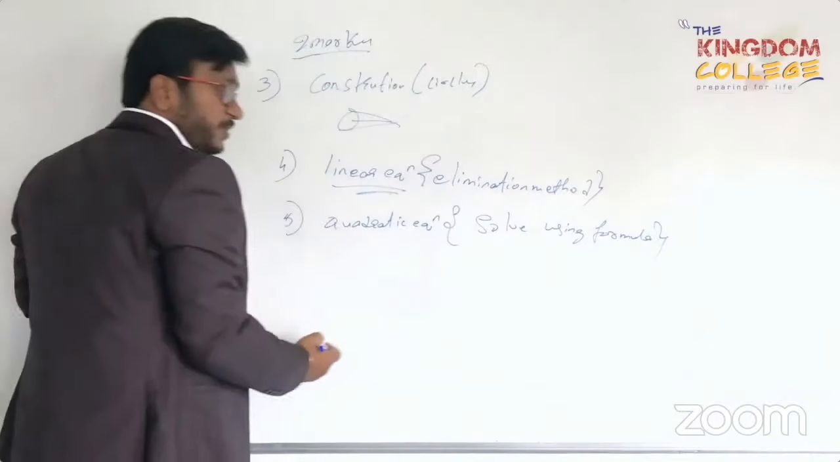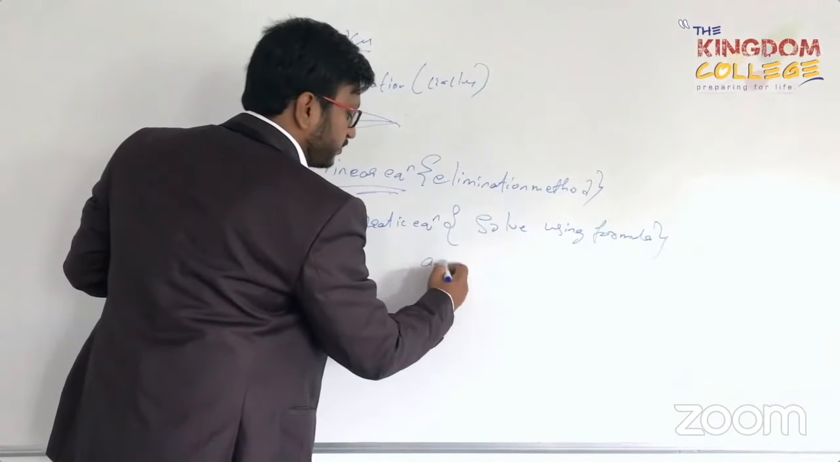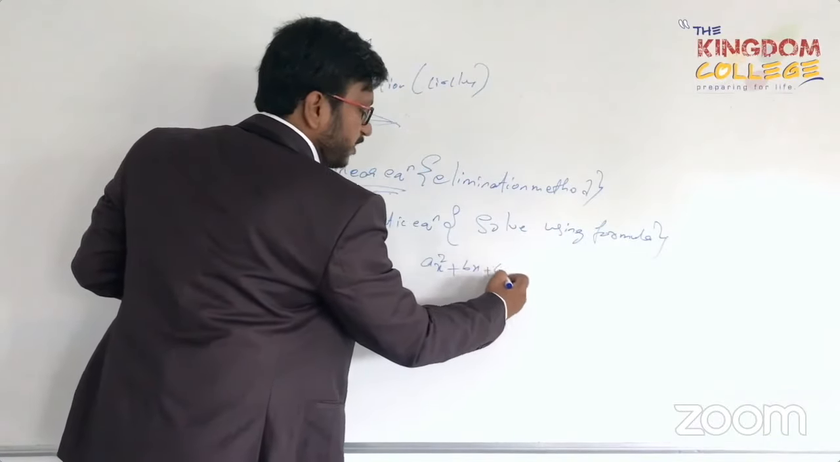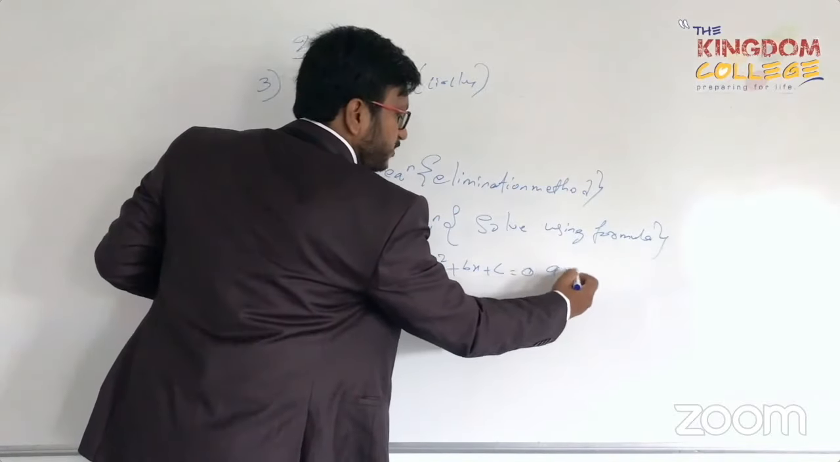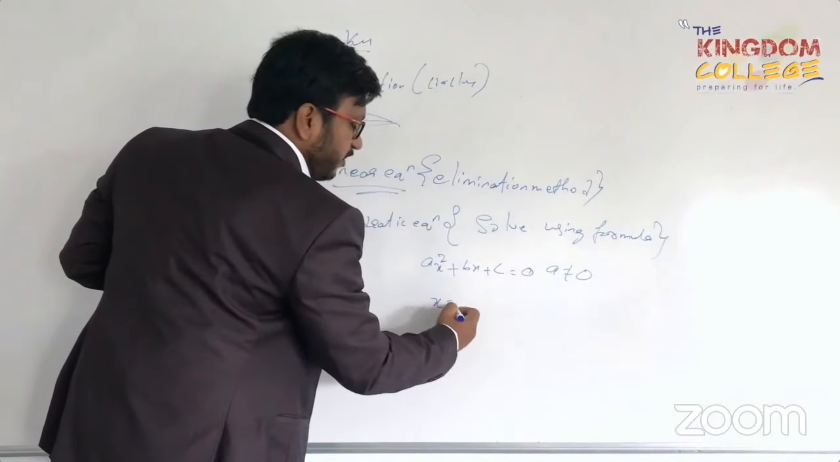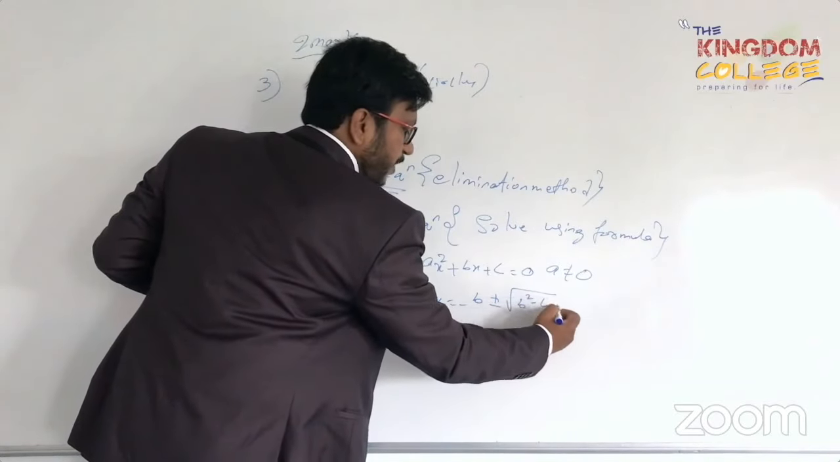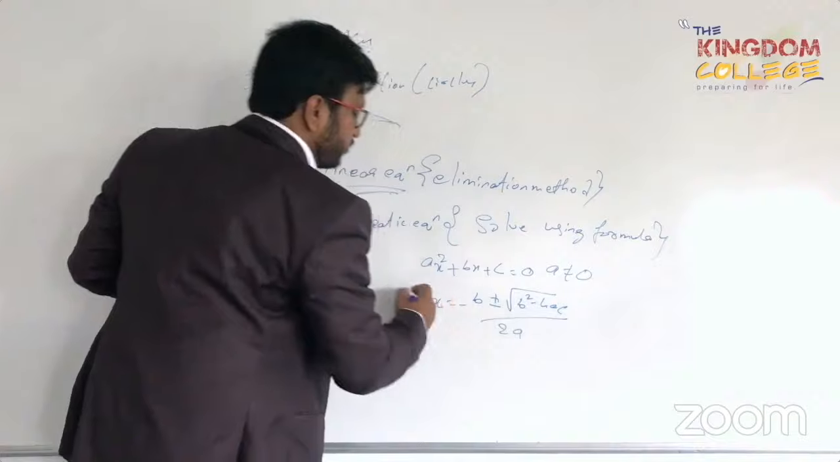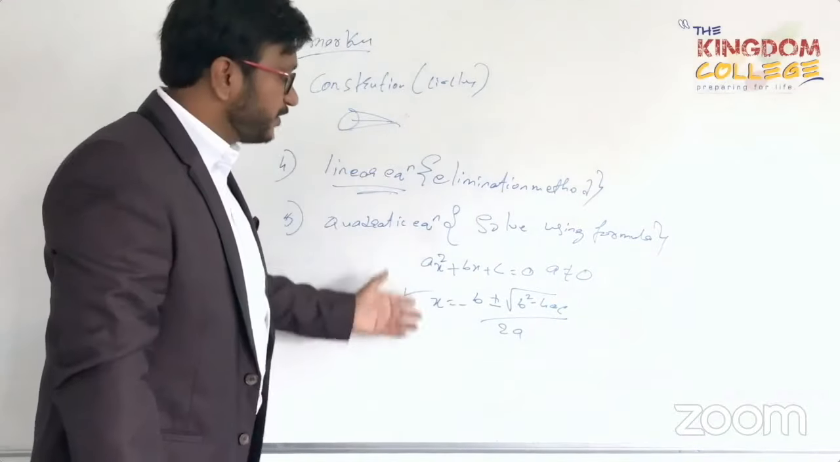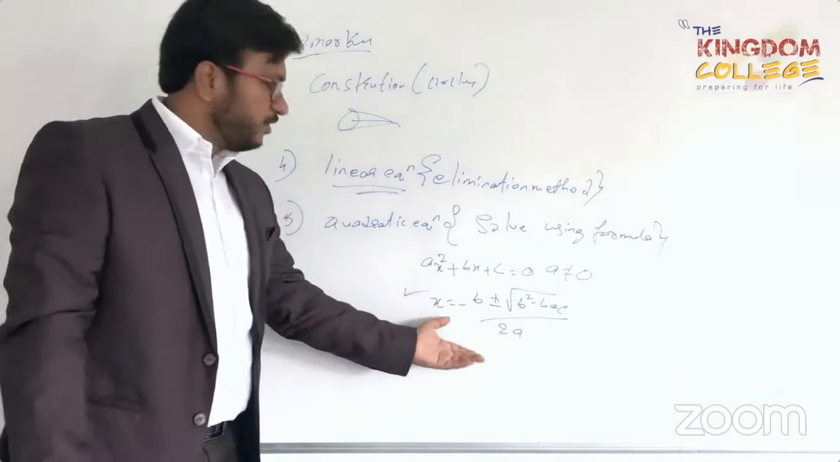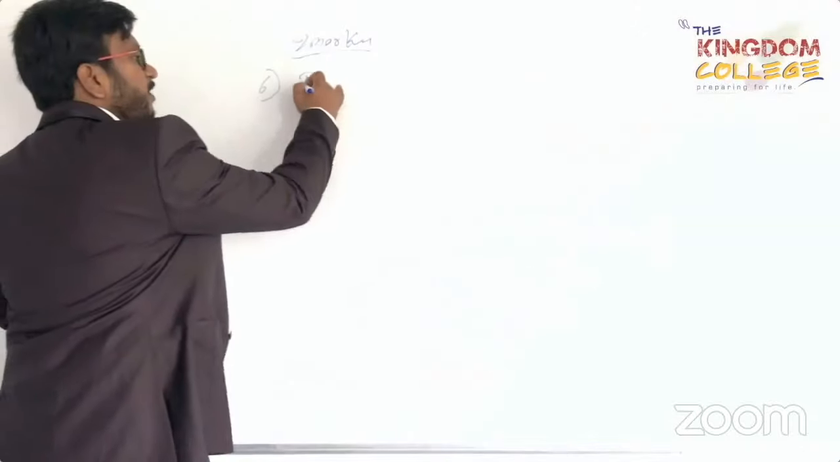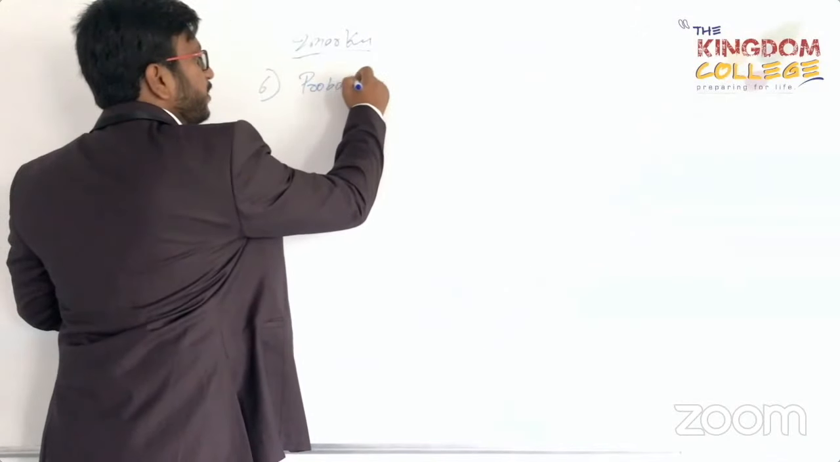So for any equation in the form of ax square plus bx plus c equals 0, where a is not equal to 0, to find the value of x, it is minus b plus or minus root of b square minus 4ac by 2a. If you know this formula, for any equation you can easily solve it and you will get the value of x.